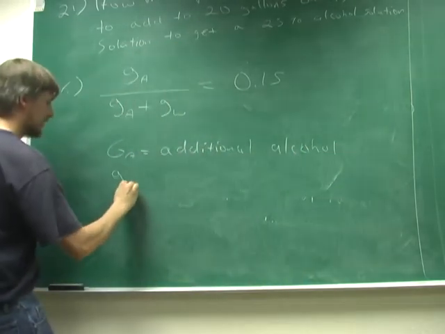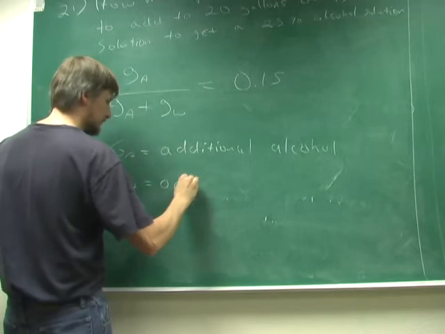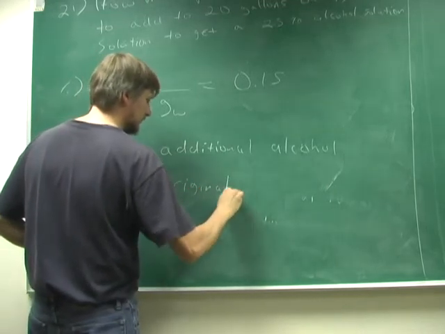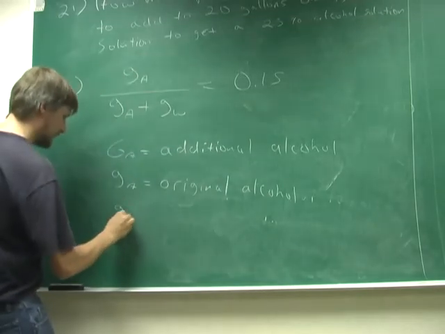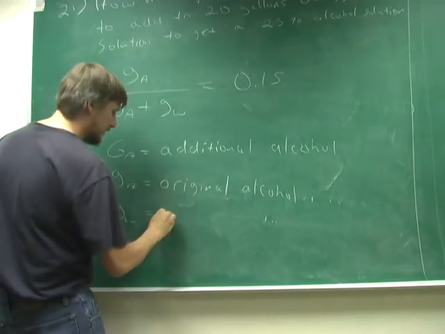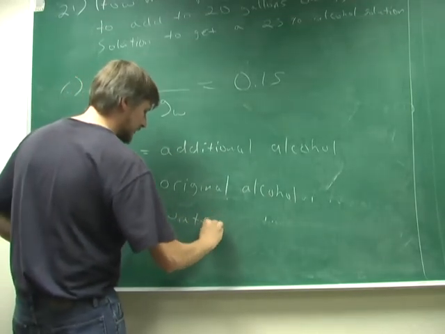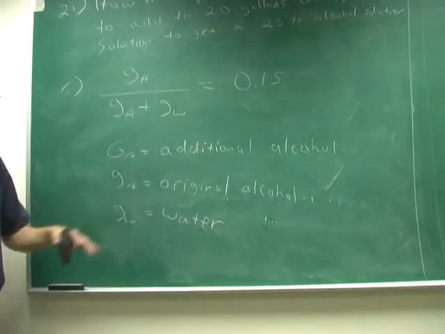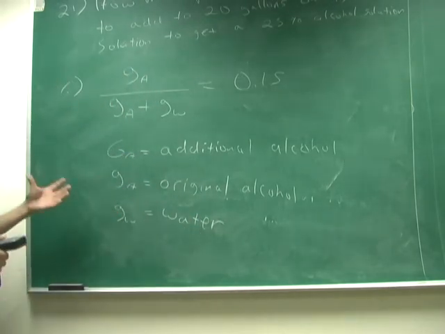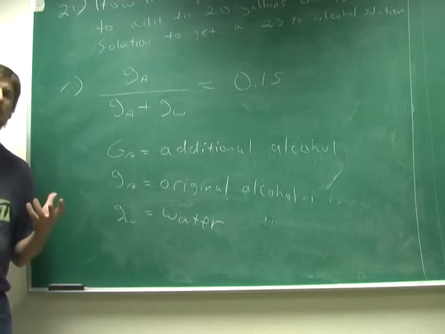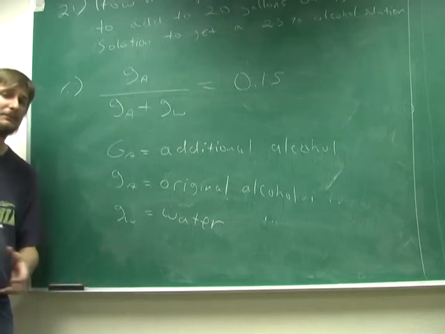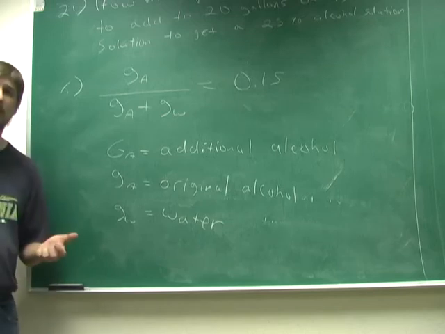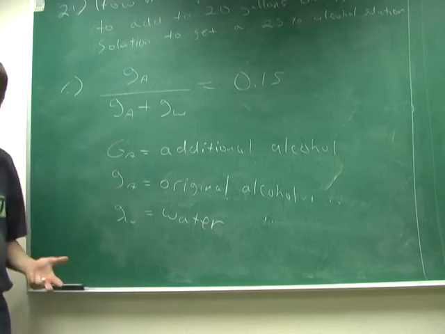This will be our original alcohol. And this will be the water. The water is not going to change, but our alcohol, we're going to add more to it. It's very important with these percents to break them up into their ratios and to get the quantities that the percent is actually comparing. So for part two, we're going to come up with an equation that relates all of these together.